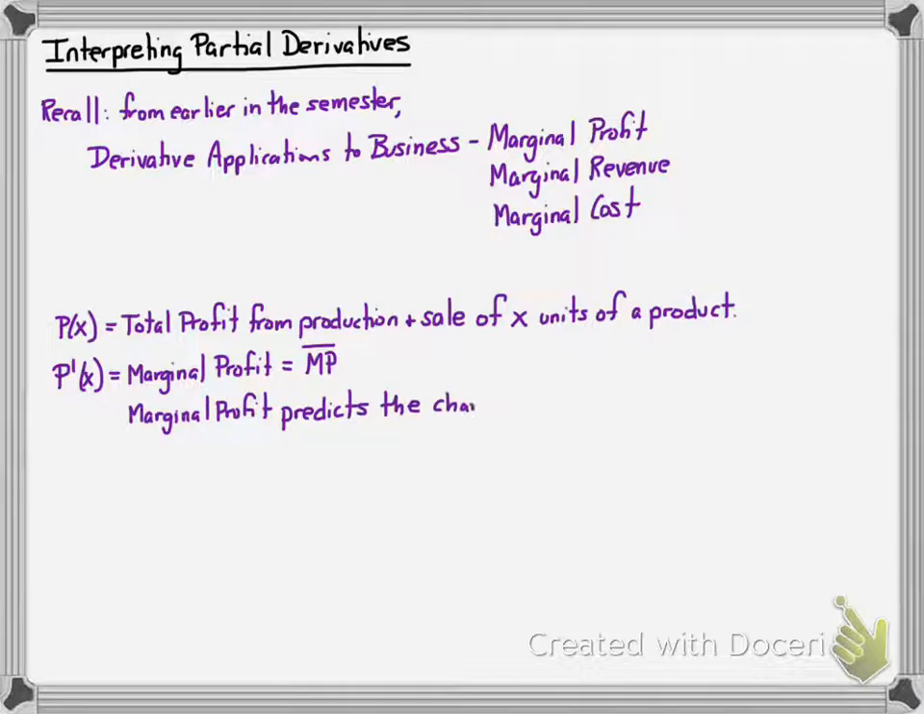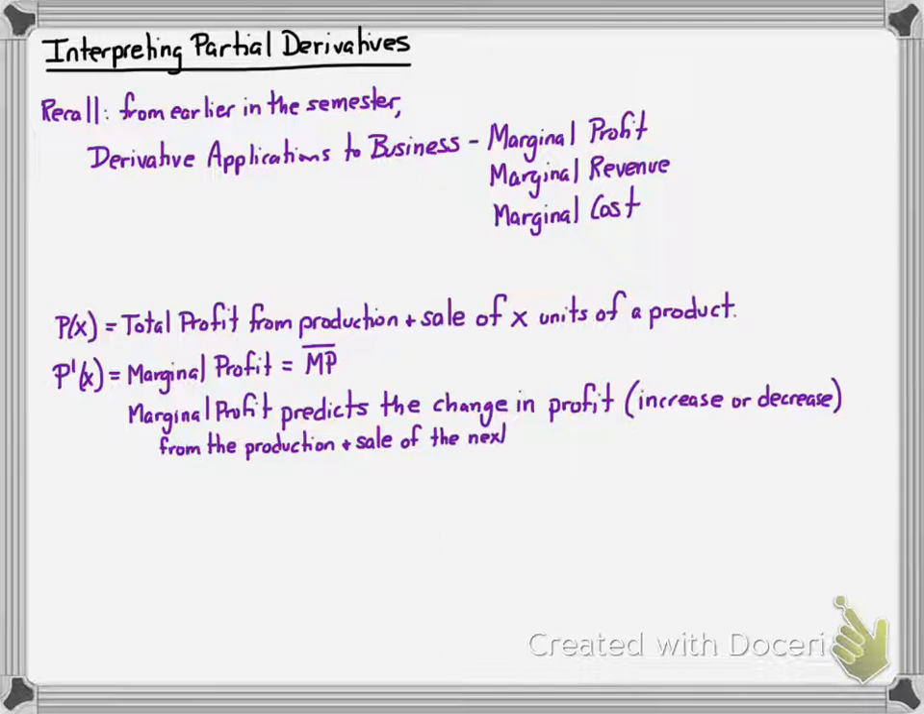Now, when we talked about this in the context of functions of one variable, x is the number of units produced and sold, and when we take the derivative, that marginal profit, the derivative function, predicts the change in the profit. It says how much is the profit going to increase or decrease if we increase the number of units produced and sold by 1 unit. In other words, it's a predictor that gives us sort of a short-term prediction on what will happen to the profit if we increase production and sale by a little bit.